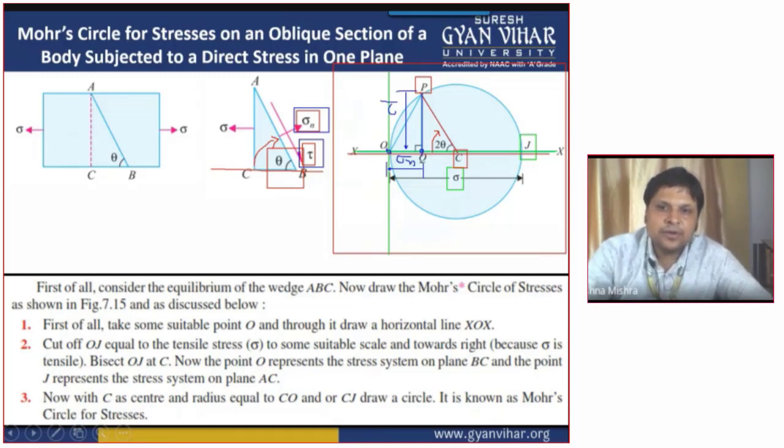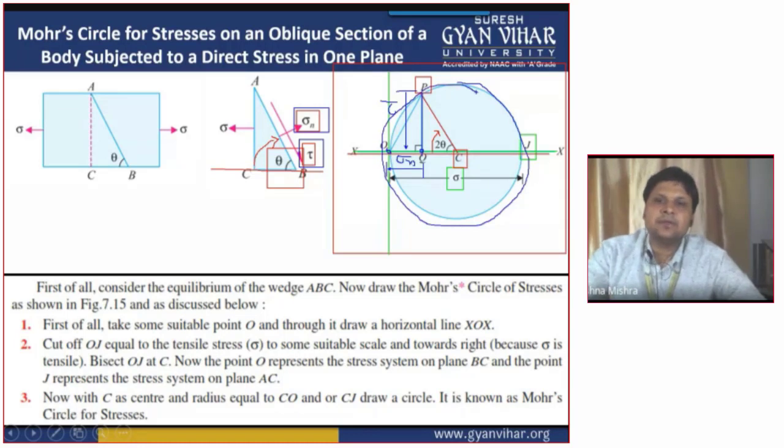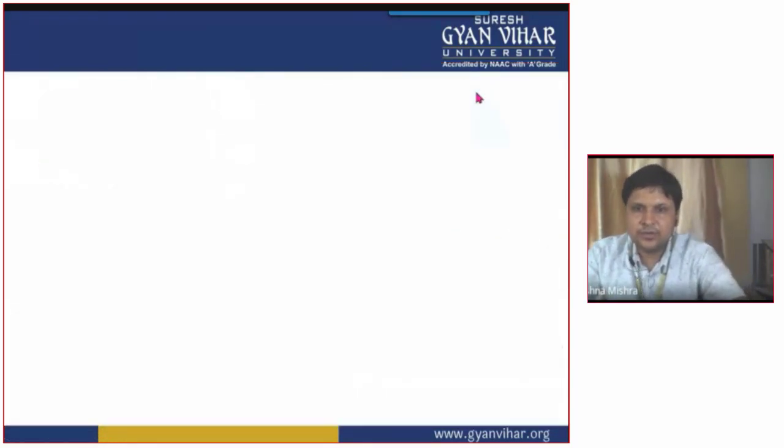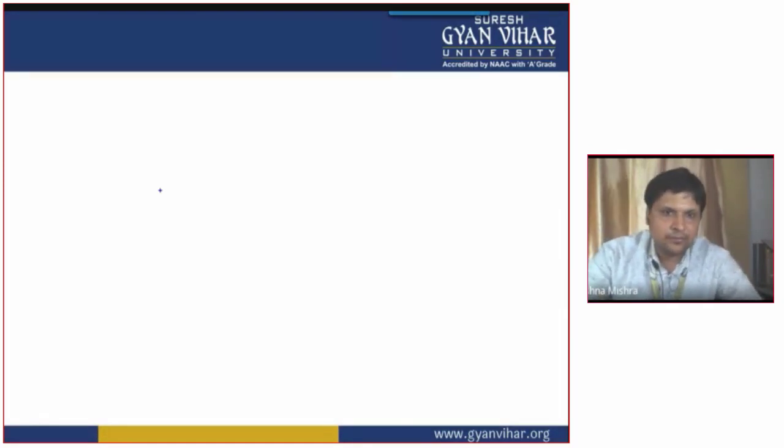So you can see how easy it is to calculate the value of sigma and tau with the help of Mohr circle. This circle which you have made is known as Mohr circle, students. This circle is known as your Mohr circle. All right. So I hope you have understood what we have done. In short, I am going to brief it.